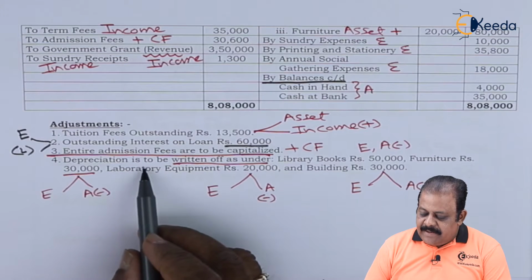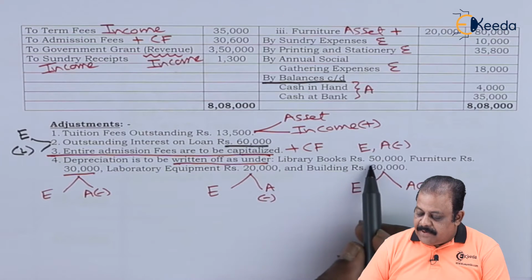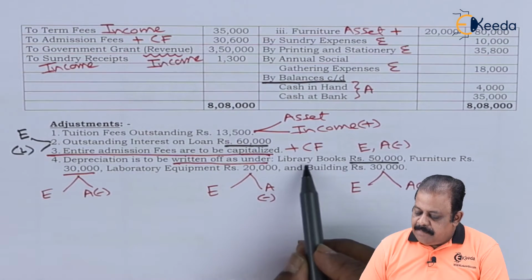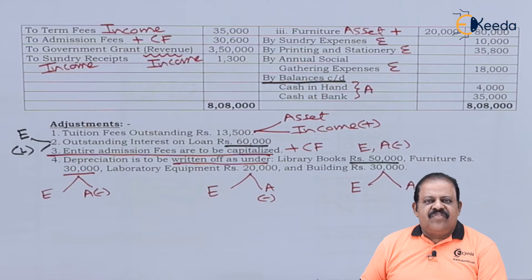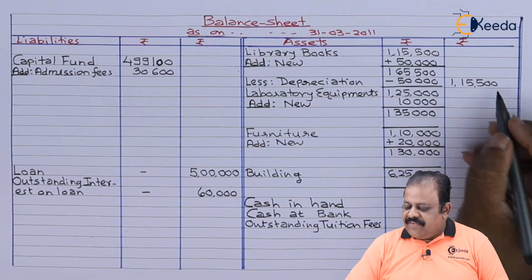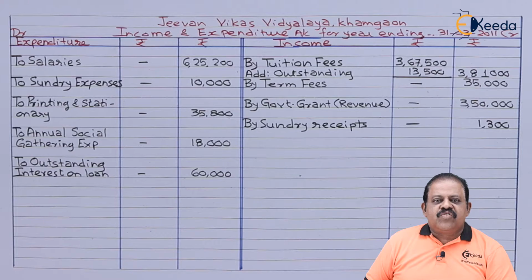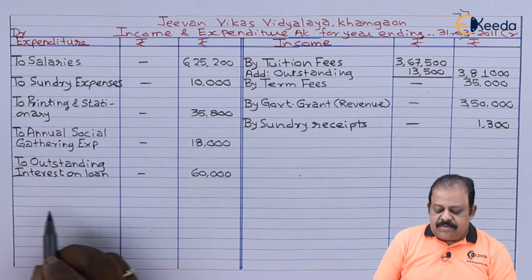Fourth adjustment, depreciation written off as under. Depreciation on library books 50,000. It will be deducted from library books on asset side. Depreciation deducted from library books 1,15,500. This will have another effect to the debit of income and expenditure account.